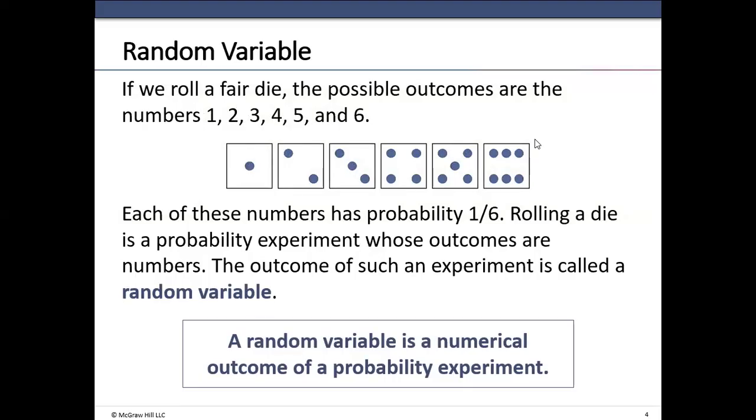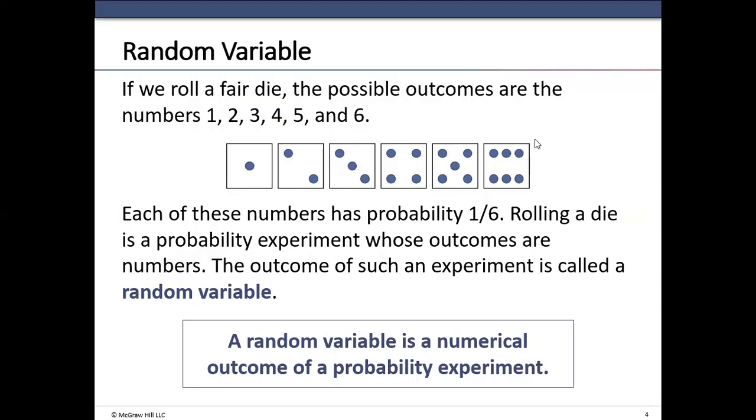First, we will distinguish between discrete and continuous random variables. If we roll a fair die, the possible outcomes are the numbers 1, 2, 3, 4, 5, and 6, as shown here. Each of these numbers has a probability of 1 over 6. Rolling a die is a probability experiment whose outcomes are numbers. The outcome of such an experiment is called a random variable. A random variable is a numerical outcome of a probability experiment.